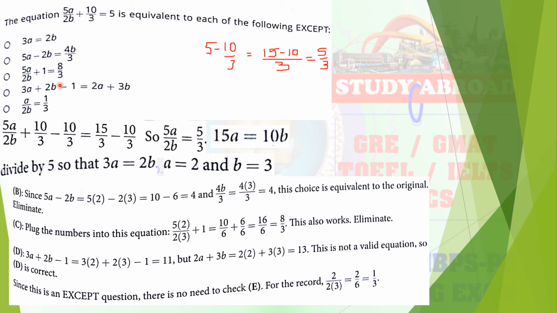Similarly go for this one also. So this option is what? 3a plus 2b. Yes, just substitute the values. So 3 times 2 is 6, plus 6, so 12 minus 1 you will get the answer 11 on the left hand side, and you also substitute into the right hand side expression. So 2 times 2 is 4 plus 3 times 3 is 9, 9 plus 4 is 13.